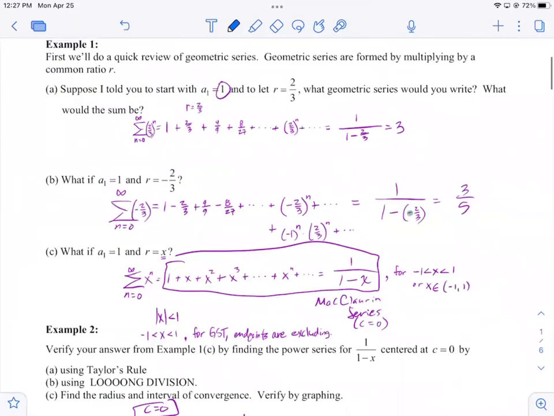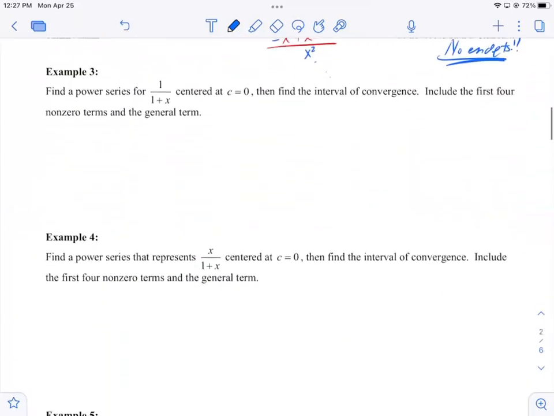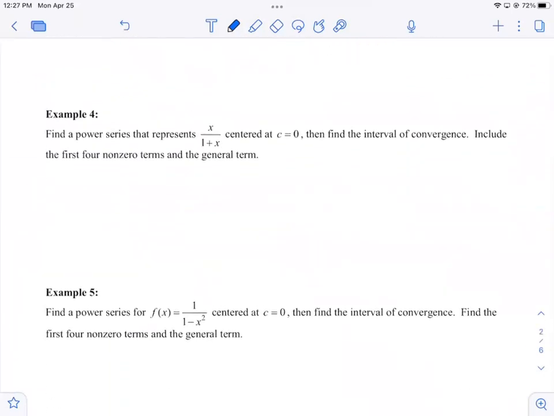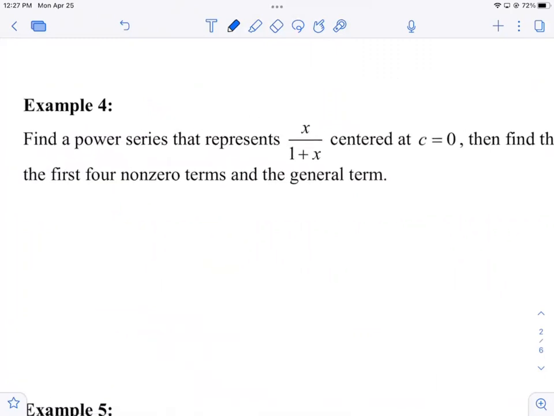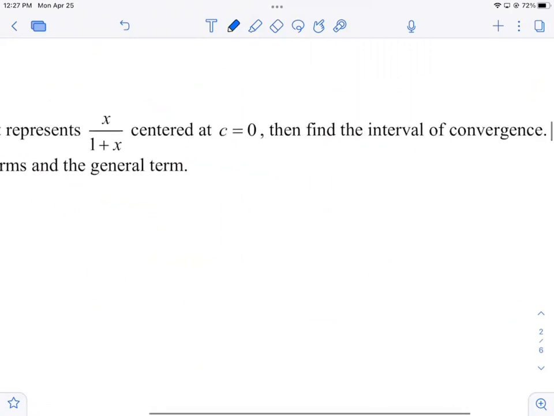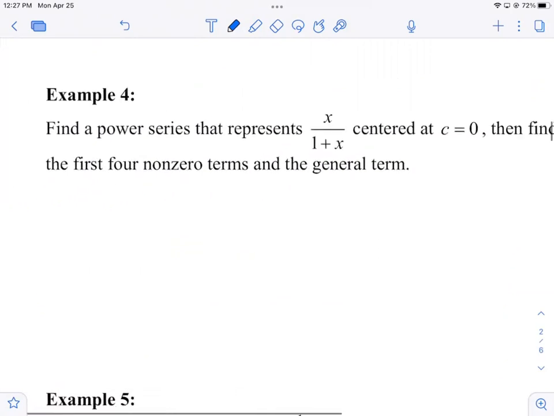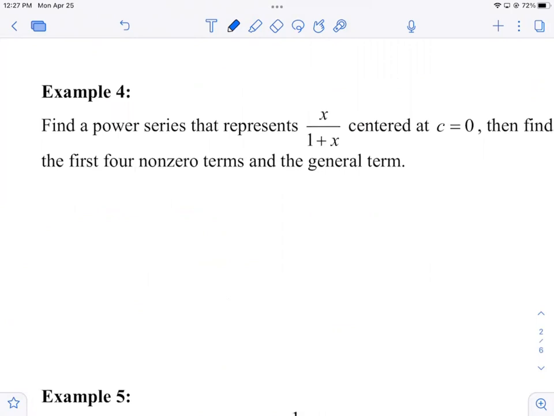Okay. So what do I mean by recognizing something as a modified geometric series? Well, let me show you. Example 4, find a power series that represents the function x over 1 plus x centered at 0. Then find the interval of convergence. Include the first 4 non-zero terms in the general term.